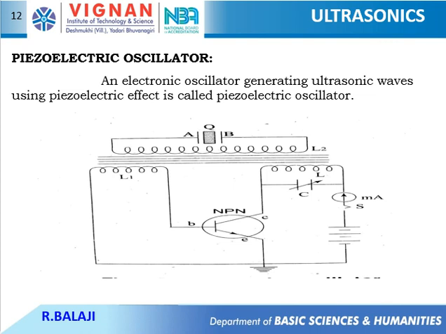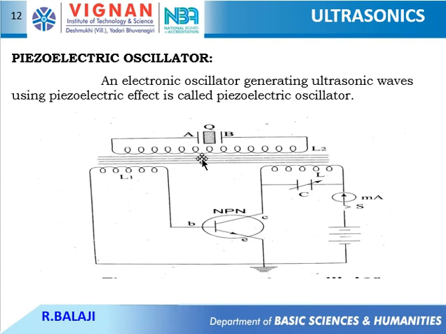The piezoelectric oscillator is as shown in the figure. This is an NPN transistor, which is connected to the inductor coil in parallel with the capacitor. This is in forward bias and this is in reverse bias, and due to the mutual inductance, the current is transferred from L2 to L1, which is connected to the base-emitter junction.